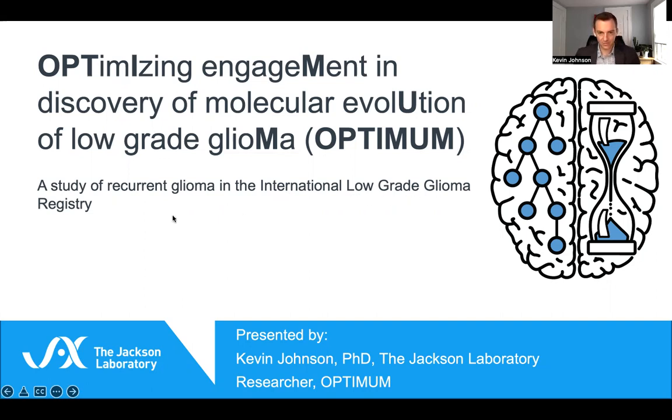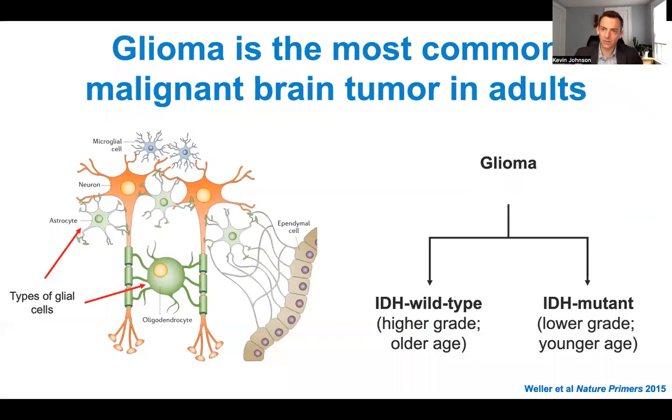And this registry aims to better understand how treatment affects patients. And the particular disease that we'll be talking about today is glioma. So we'll provide a little bit of background on that, and we'll talk about some of our research, and then also go into this new project that we're really excited about. So what do we know about glioma already?